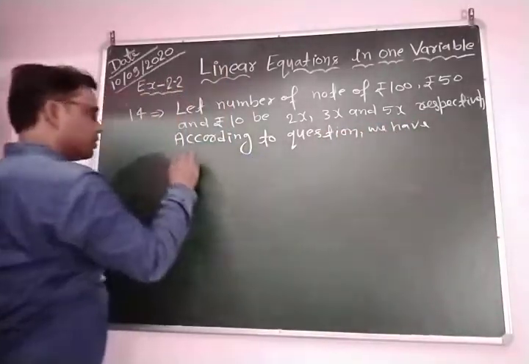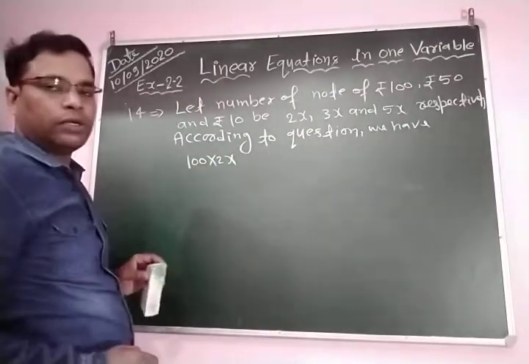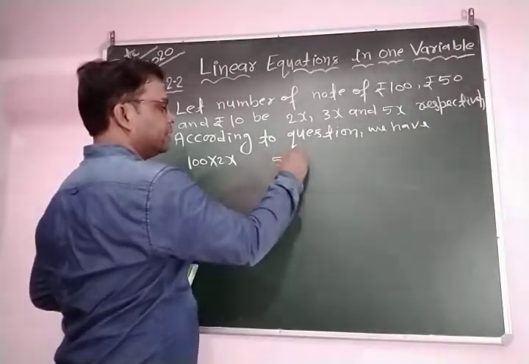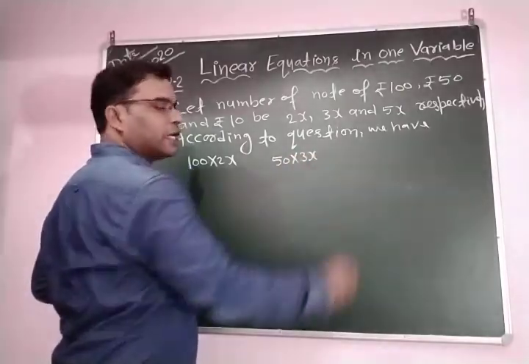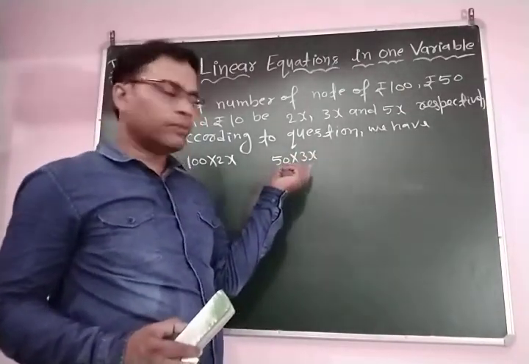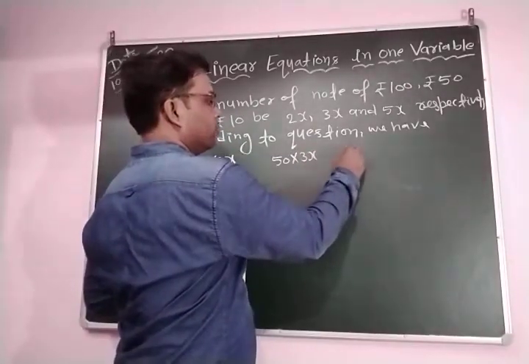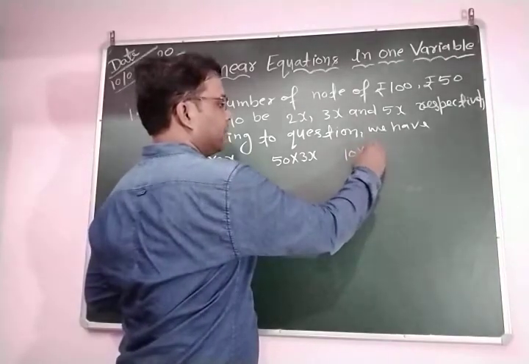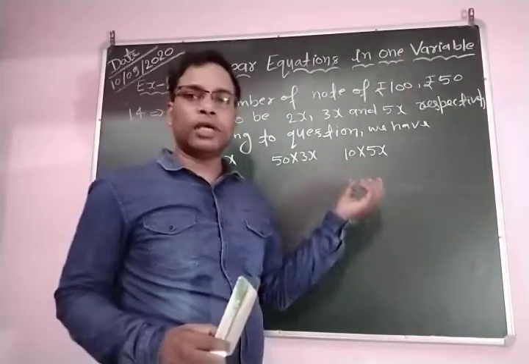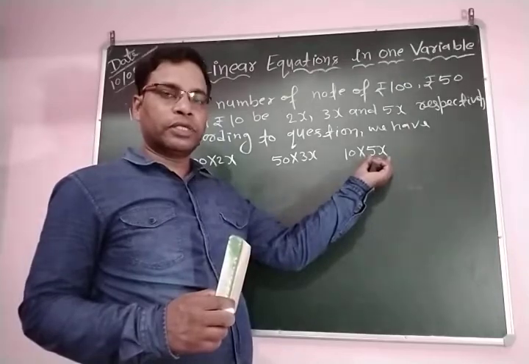We multiply 100 by 2x, then we obtain the total amount of 100 rupees notes. When we multiply 50 by 3x, 3x is the number of 50 rupees notes, and this is the total amount of 50 rupees notes. And this is 10 rupees. If you multiply 10 by 5x, then we obtain the total amount of 10 rupees notes. Okay, so the number of notes of 10 rupees is 5x.